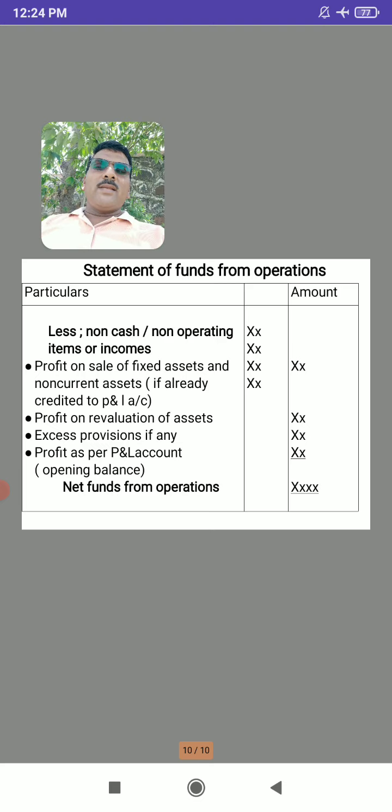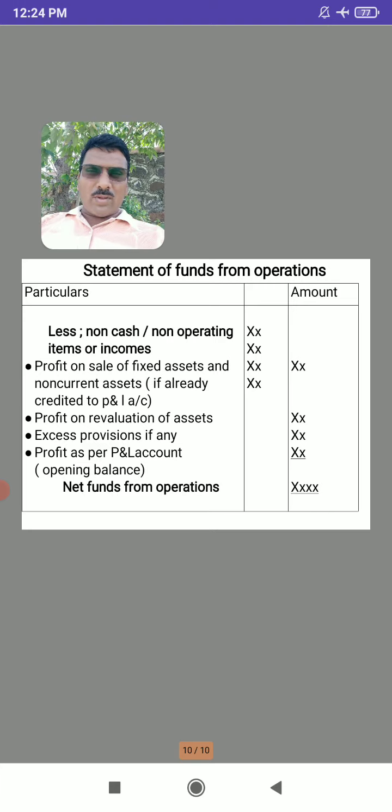So like this, these three steps are studied in this session, and these three steps are very important for the purpose of preparation of fund flow statement.